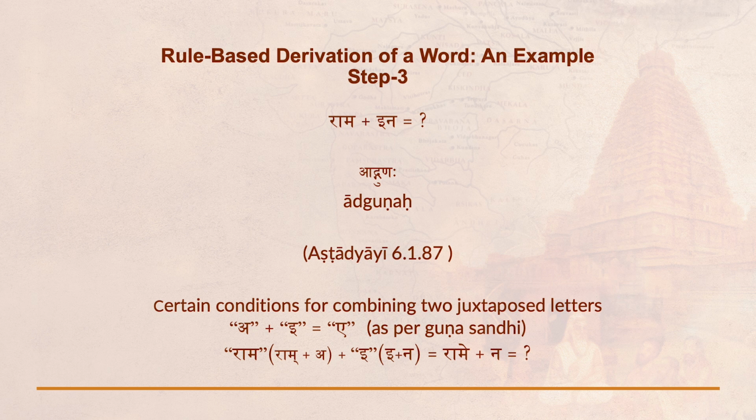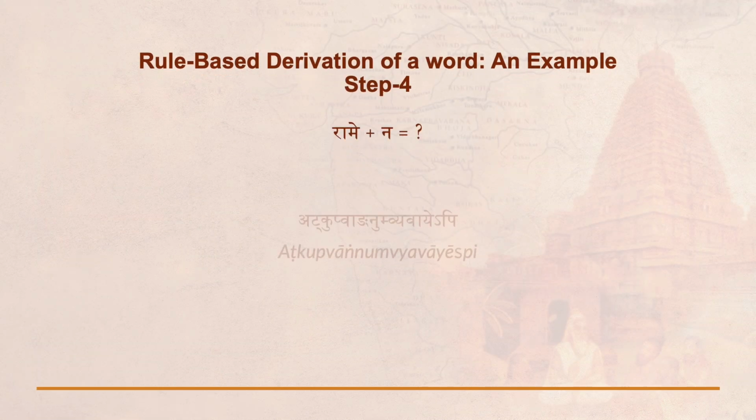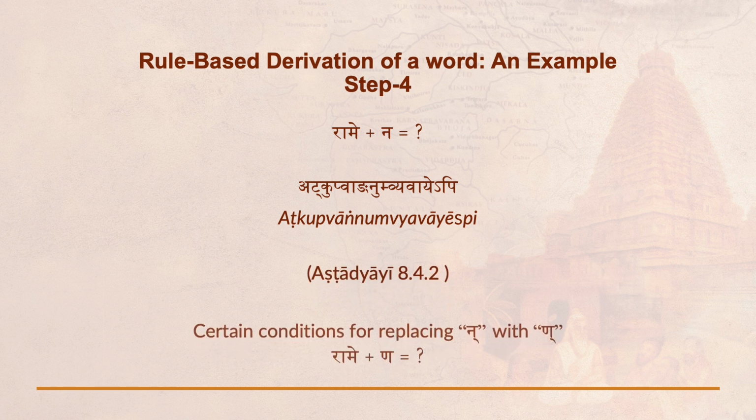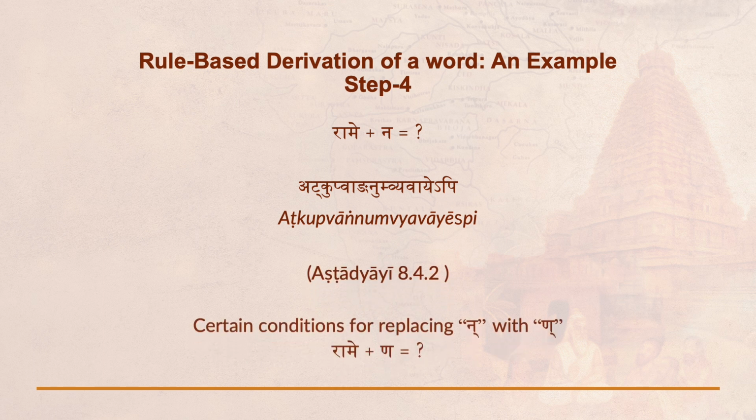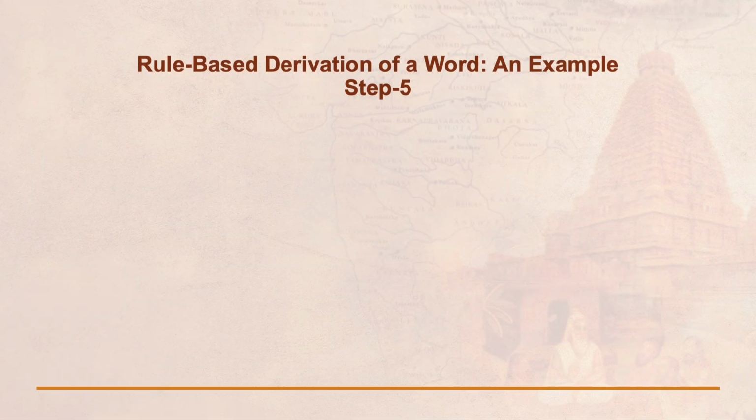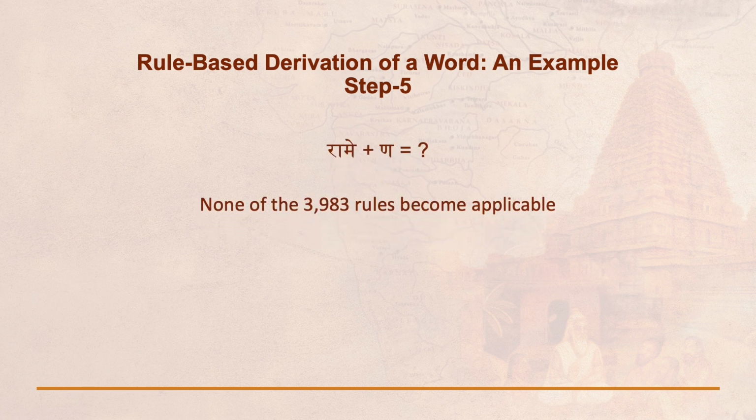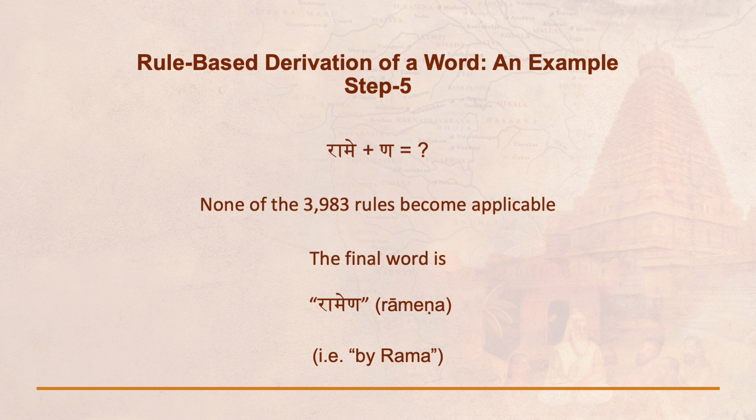Again the rules will be scanned. Now you will find that chapter 8, 4th section, 2nd rule applies. That rule becomes eligible now. This rule provides certain conditions for replacing the dental Na with the retroflex Na. That condition works for this case. Therefore, Rame plus Na becomes Ramena. At this stage, none of the 3983 rules will be applicable. Therefore, the procedure stops. So the third case of Rama is Ramena.